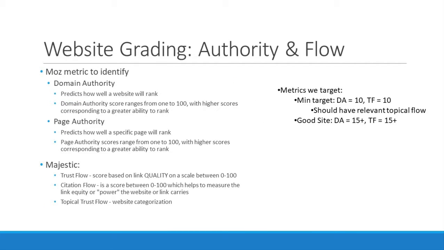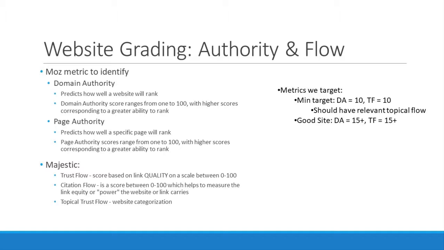So for website grading, we use authority and flow. Now, for authority, we have domain and page authority. Domain authority predicts how well the website will rank. It's on a scale of 0 to 100. Page authority, same idea, but it's based on how well that page may rank.